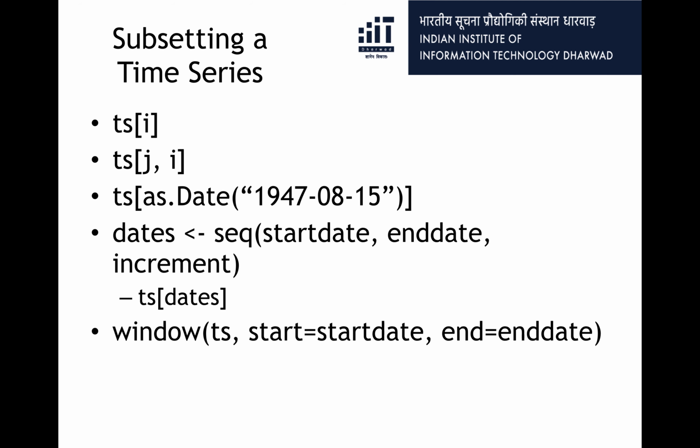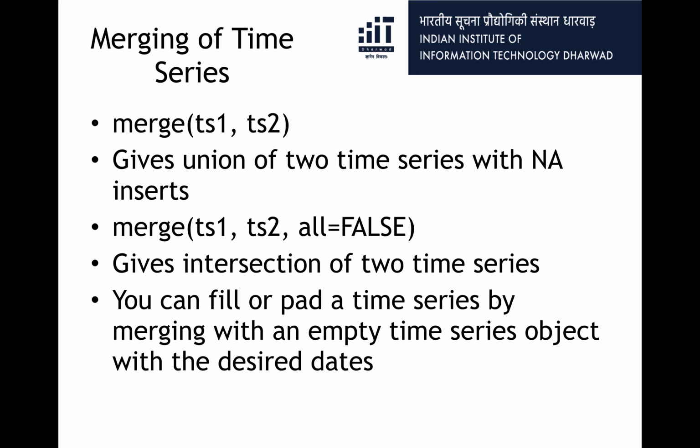You can examine a particular element, the ith element, or you can get a slice from j to i, or you can look up the data for a particular date. So if I say time series August 15, 1947, I construct the date object and then give it, I can examine the value for that particular date. I can create a sequence of dates just like we did for the rainfall data. I can define a window, and then all of those are possible using the time series packages, right?